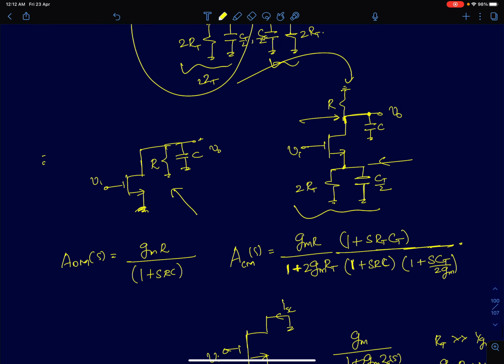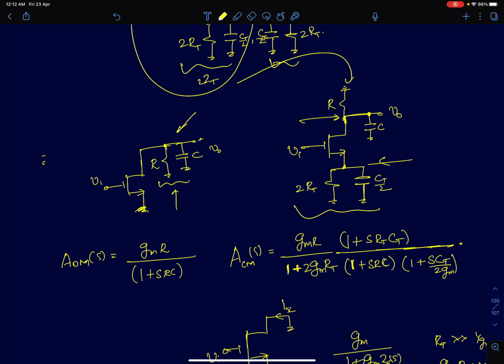So this is a very standard common source amplifier with a resistor and capacitor load. Of course you can derive this starting from fundamental principles, but by now we are at a point where we can directly write the gain expression for this. We know there is a pole at 1 by RC. Directly we can see that.